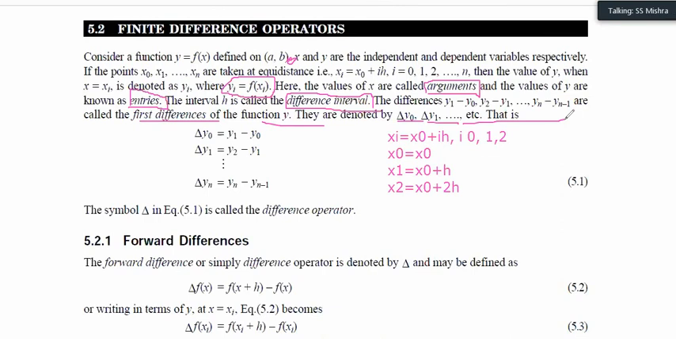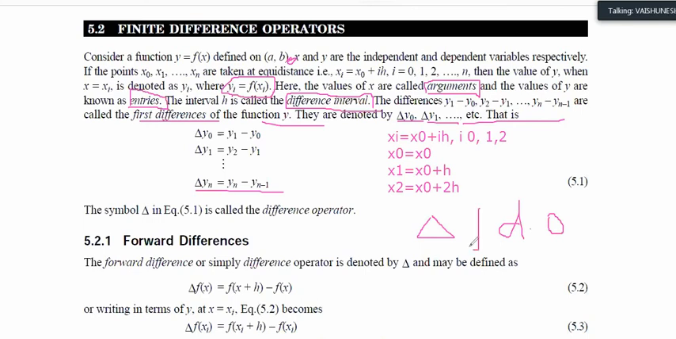We are also going to have the notation of the smaller delta. So the first difference is important: delta y0 is equal to y1 minus y0, delta y1 is equal to y2 minus y1, and so on; delta yn means yn minus yn minus 1. This is called the difference operator. So delta here is one operator, popularly known as the forward difference operator.